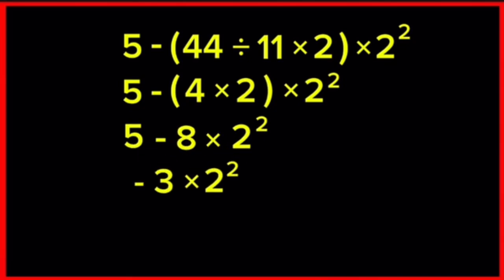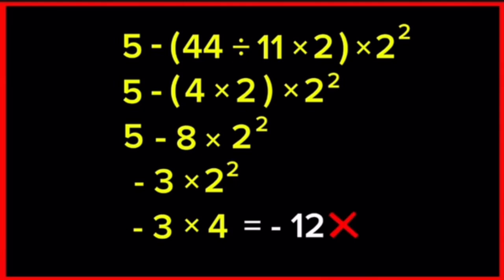Finally, they calculate the exponent, rewriting the expression as negative 3 multiplied by 4, which leads them to the final answer of negative 12. However, this answer is completely incorrect. On the other hand, some people approach the same problem differently.